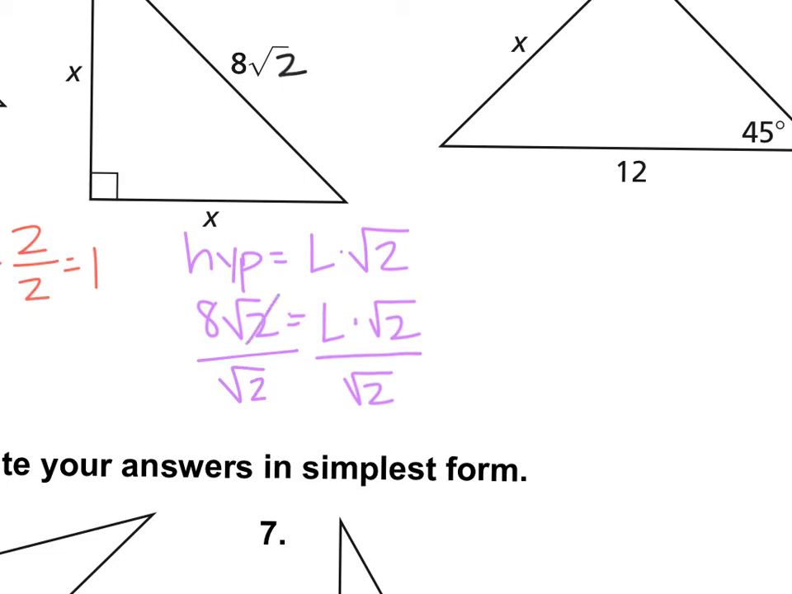notice that they cancel out here, right? If you divide anything by itself, they would cancel. So my leg length would just be 8.